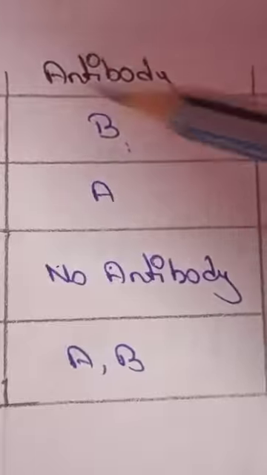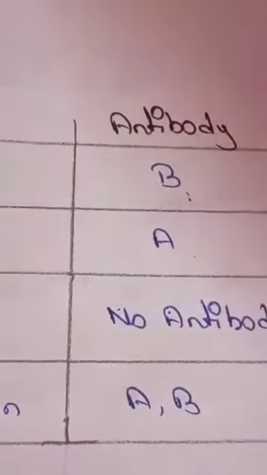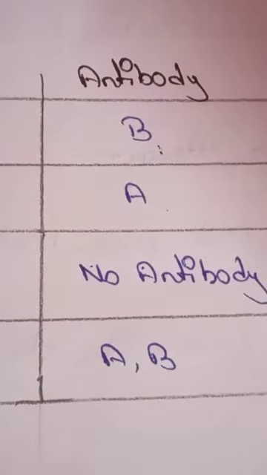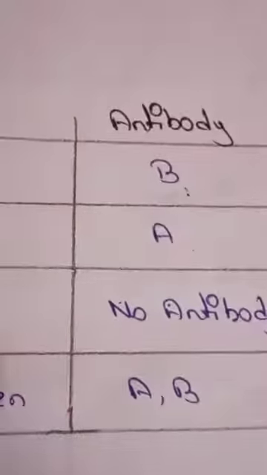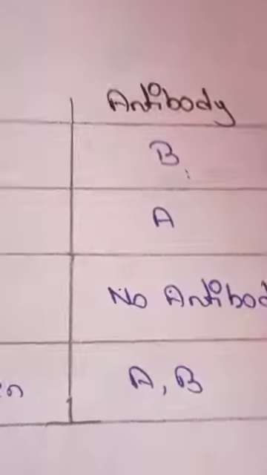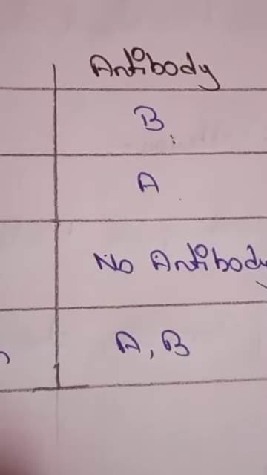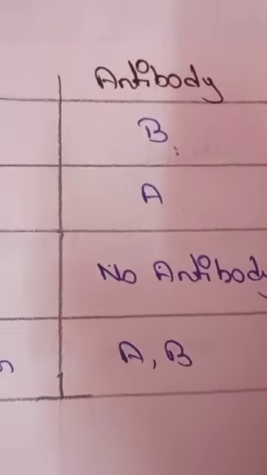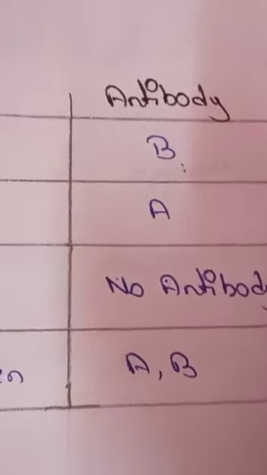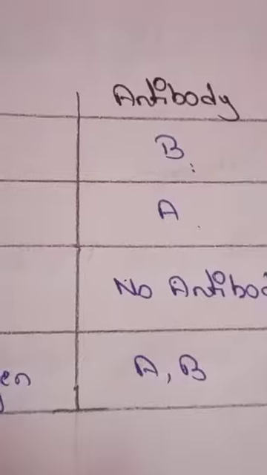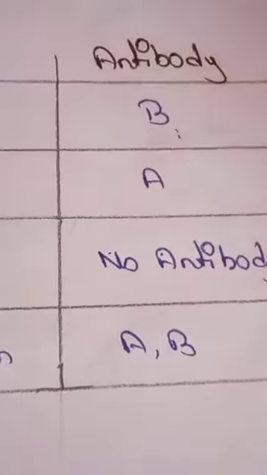Donors: for blood group A, the donors are A and O. For blood group B, the donors are B and O. For blood group AB, the donors are A, B, AB and O. For blood group O, the donor is O.